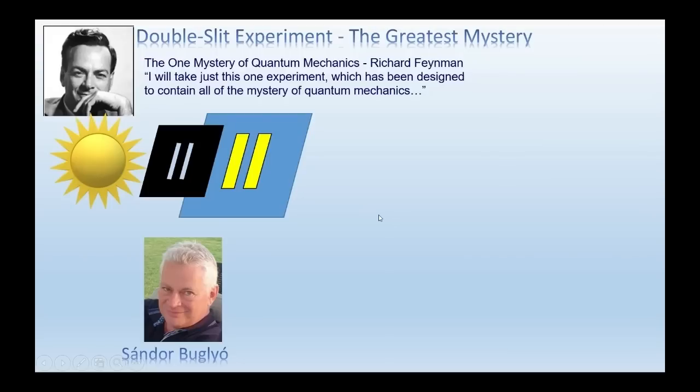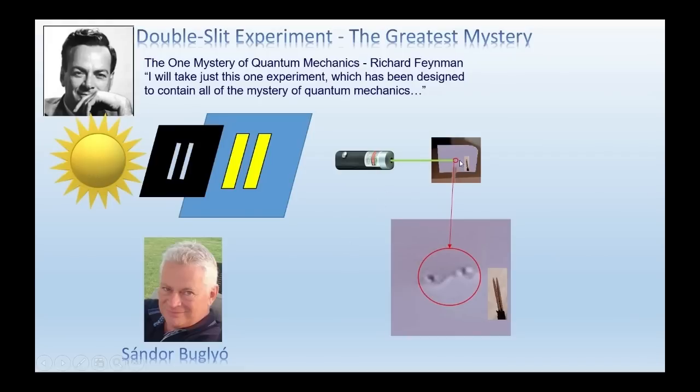As we know in the Macroworld, if we cut two slits in a piece of paper and let sunlight pass through them, we will see two bright stripes on the screen behind it. Nothing surprising there. But what happens if we shine a laser through two needle-sized holes?